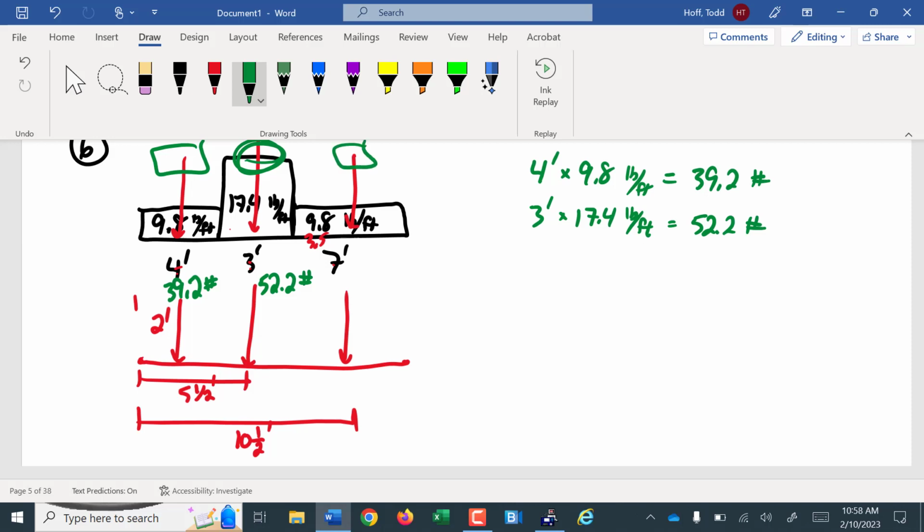And this last one, how do we find that? 7 feet times 9.8 pounds per foot. Perfect. Which is, what, 68.6 pounds. Perfect.